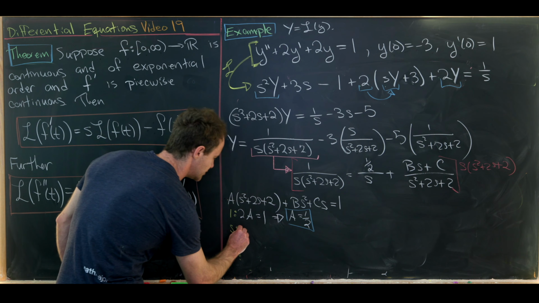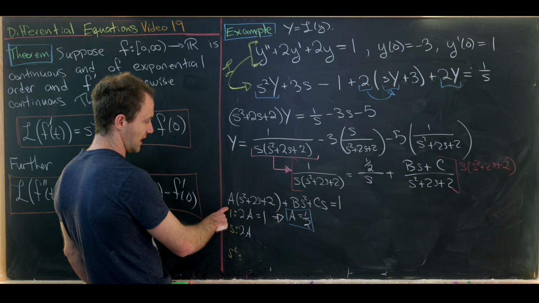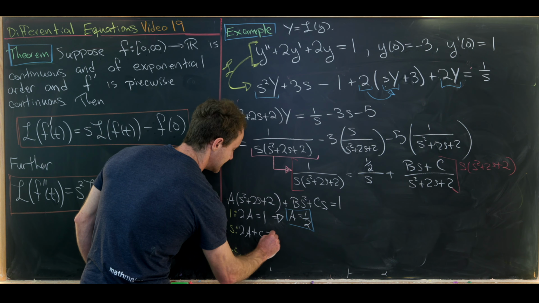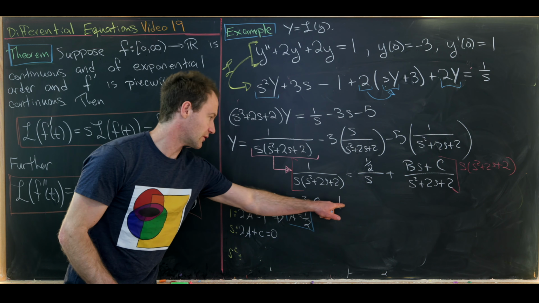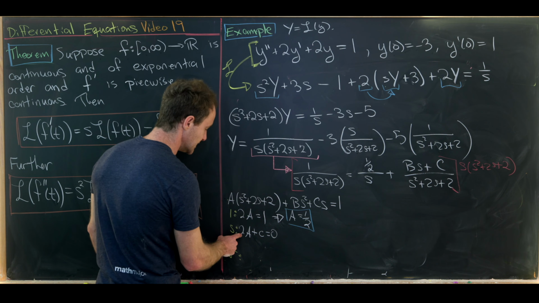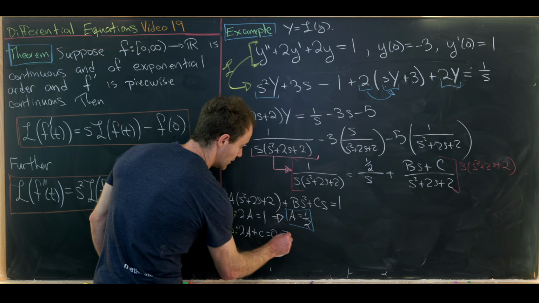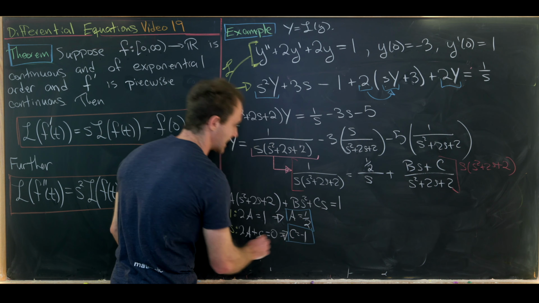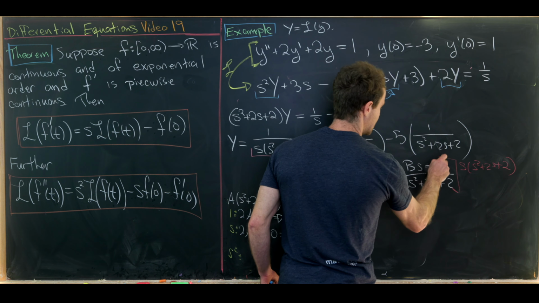So here we have 2a from this 2s times a, and then we'll also have plus c, and this has to be equal to 0. And that's because we don't have any s's over there on the right-hand side. So since we know 2a is 1 from this equation, we know that c is equal to -1. So now we have our second value. So that means we can take this c and replace it with -1.